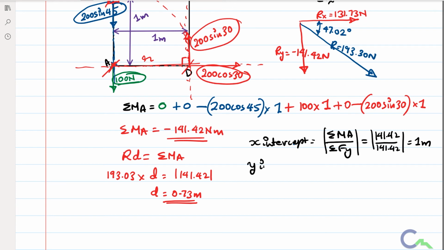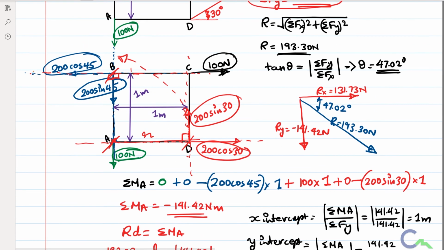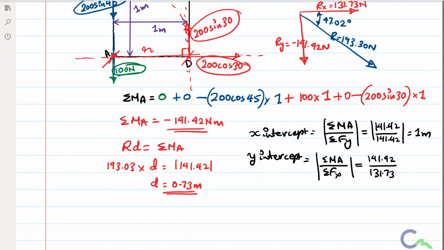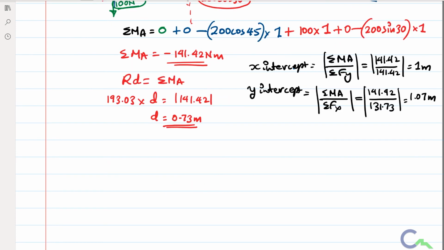Now y-intercept. For the y-intercept, we have the formula sigma MA divided by sigma Fx. So sigma MA is 141.42, sigma Fx we got 131.73. If I do the calculation, I will get y-intercept as 1.07 meter. Now I have to locate this with respect to A. I will draw that figure. So that is A, B, C and D.